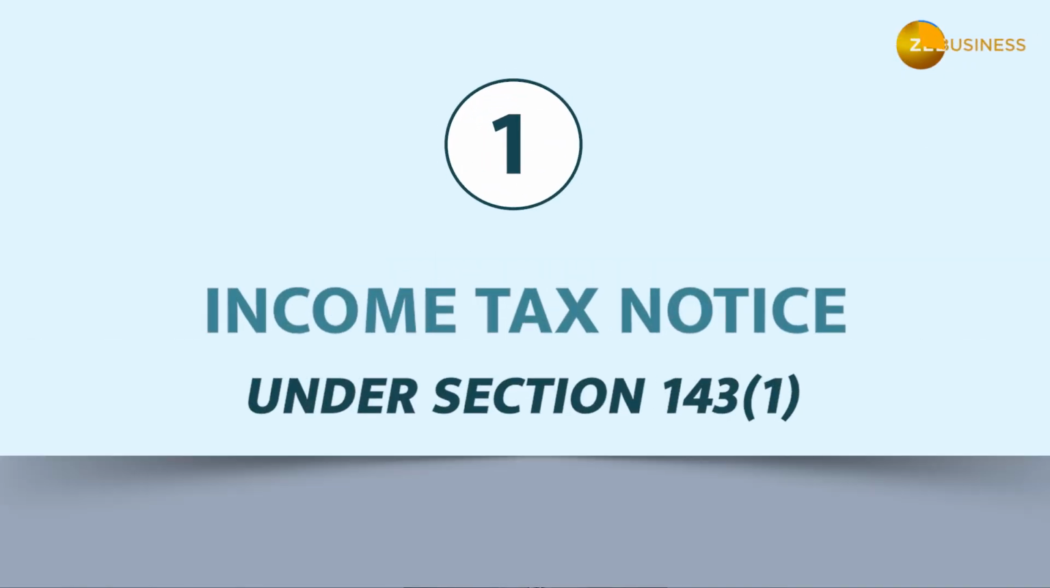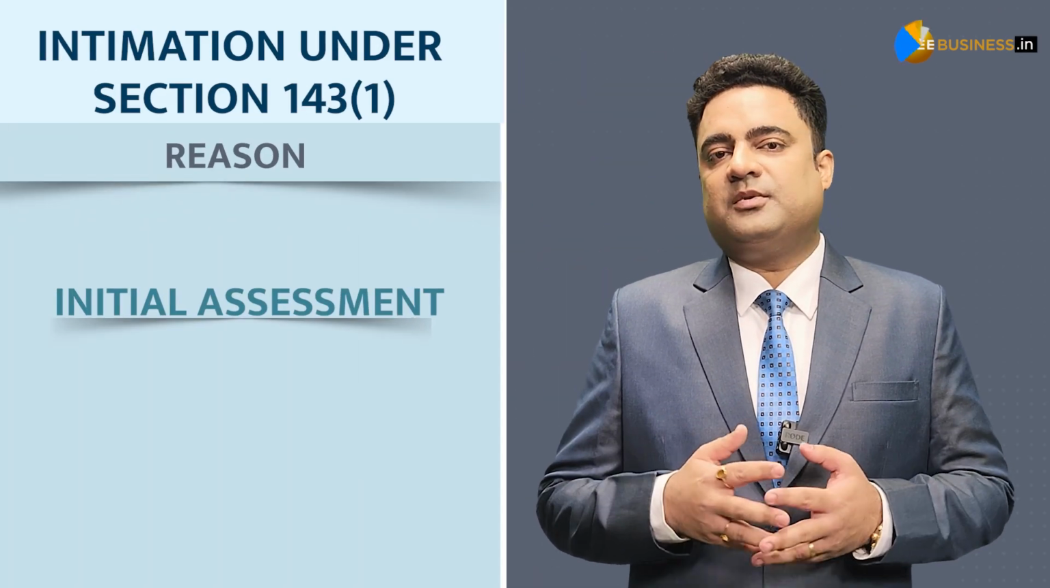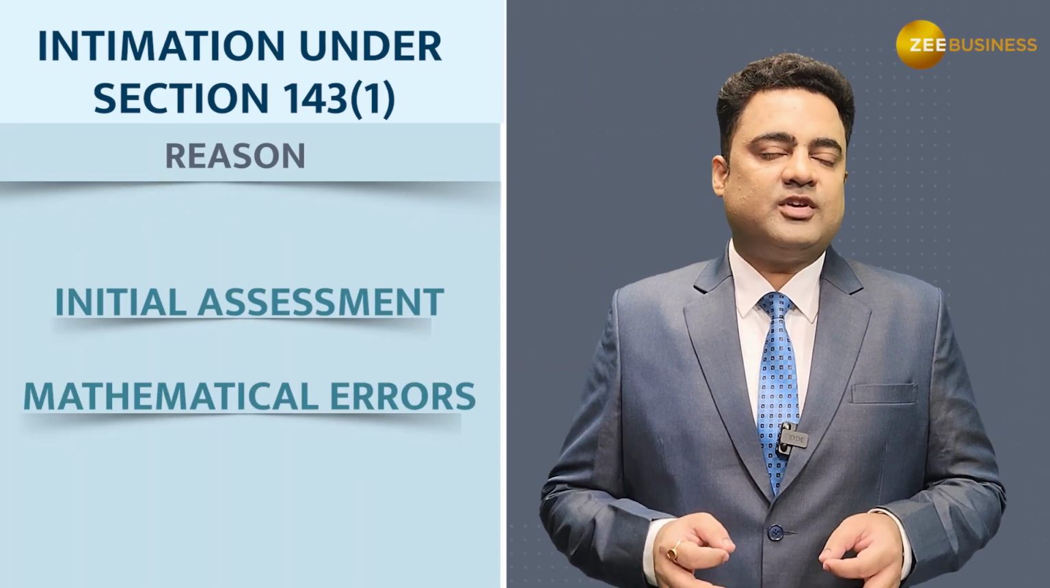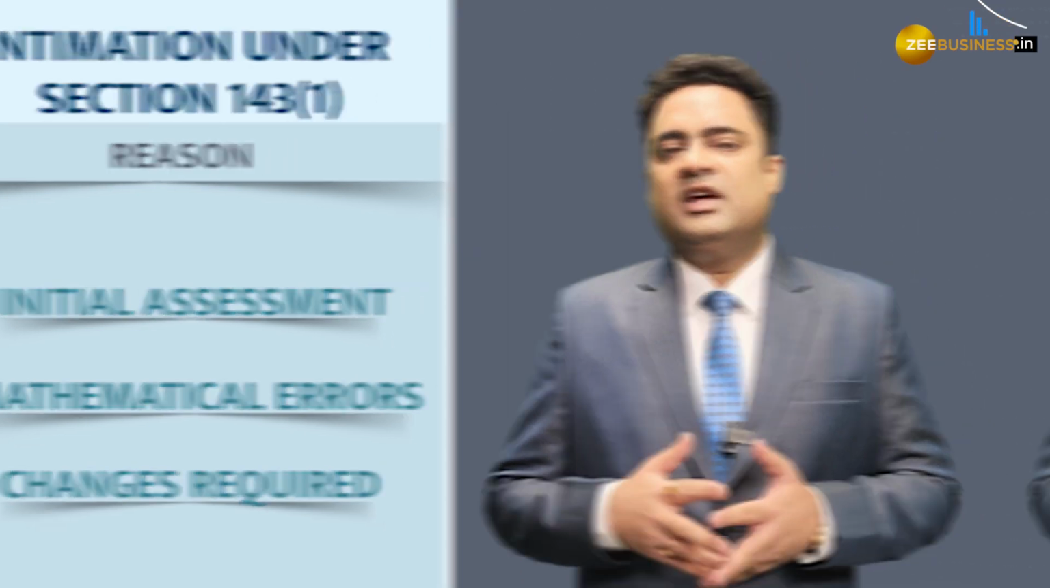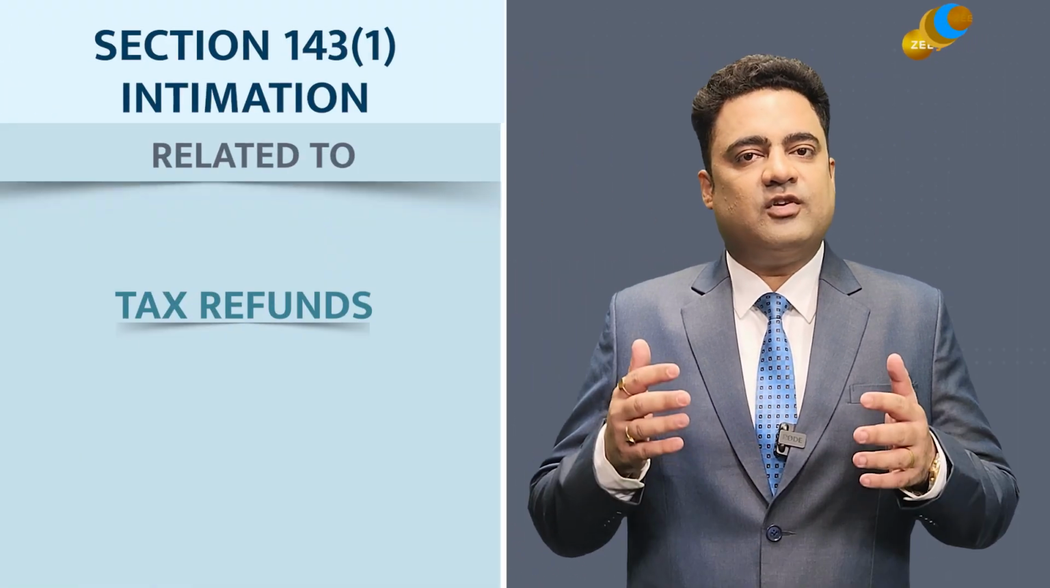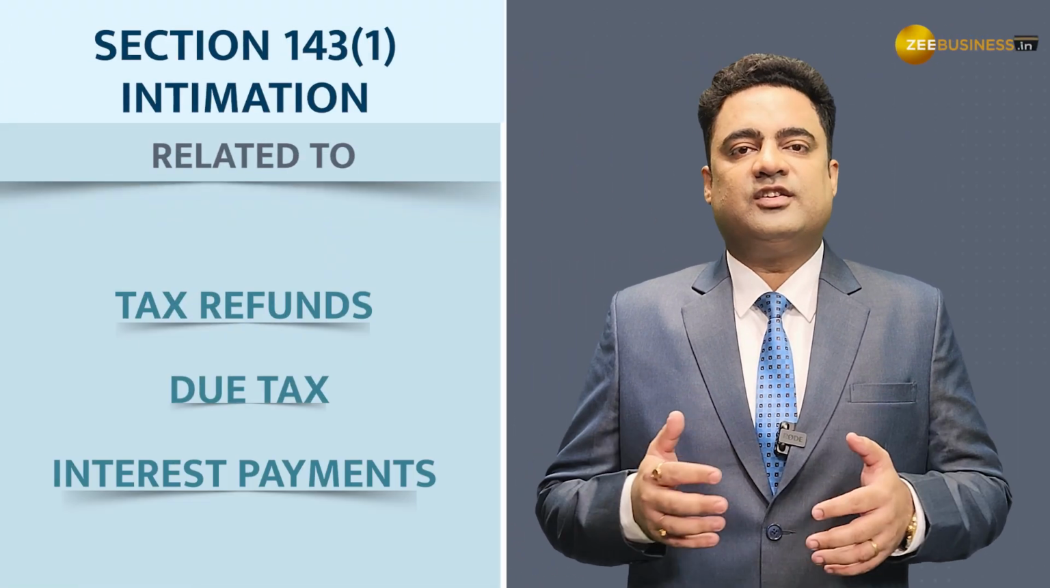Point number 1, intimation under Section 143(1). This is the formal and automated communication from the IT department providing an initial assessment of a taxpayer's return. It informs taxpayers about mathematical errors or necessary changes required in their tax return. This intimation is generally not a cause for worry as it doesn't indicate an order or examination by the IT department. It only pertains to matters like eligibility for tax refunds, due tax, or interest payments.